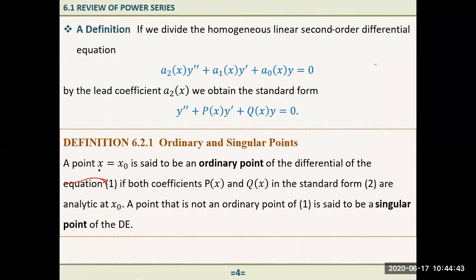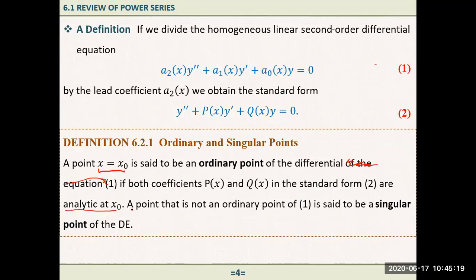A point x equals x sub 0 is said to be an ordinary point of the differential equation 1, that is our first equation, if both coefficients p of x and q of x in the standard form 2 are analytic at x sub 0. A point that is not an ordinary point of 1 is said to be a singular point of the differential equation. So what do we mean by analytic at x sub 0?